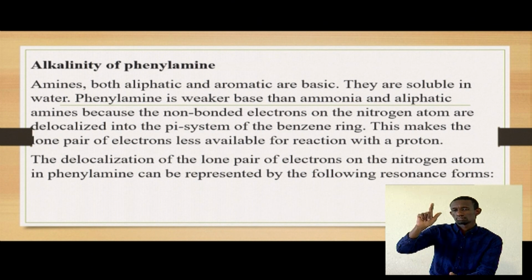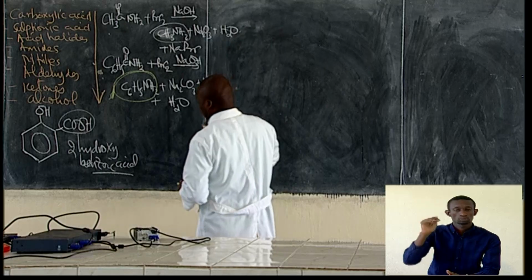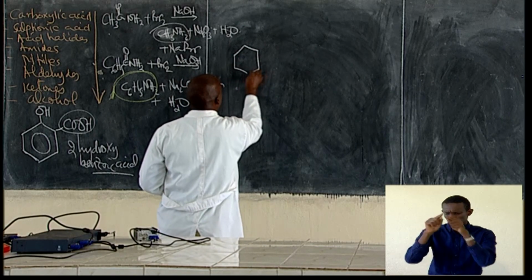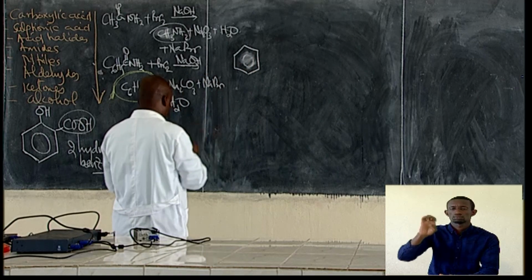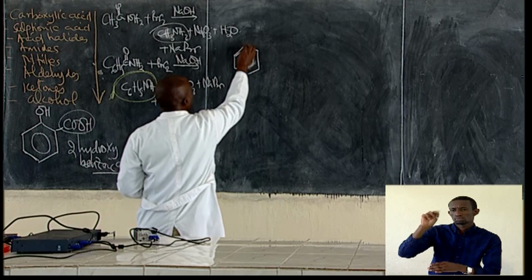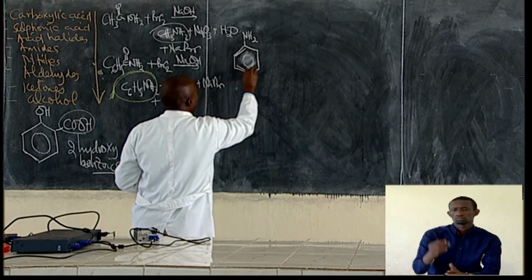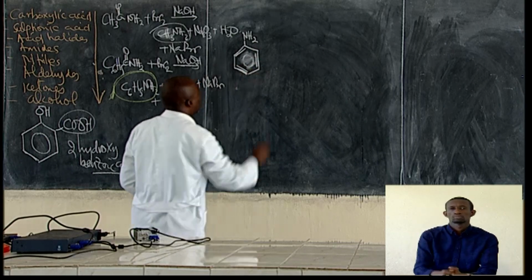The alkalinity or the basicity of the phenylamine. So when you look at the structure of the phenylamine, this is the structure of the phenylamine. So I will try to put the bonds over there. This is the bond with the nitrogen. This is ammonia, or rather amine. And these are the bonds. All the bonds, I'll try to show all the bonds.